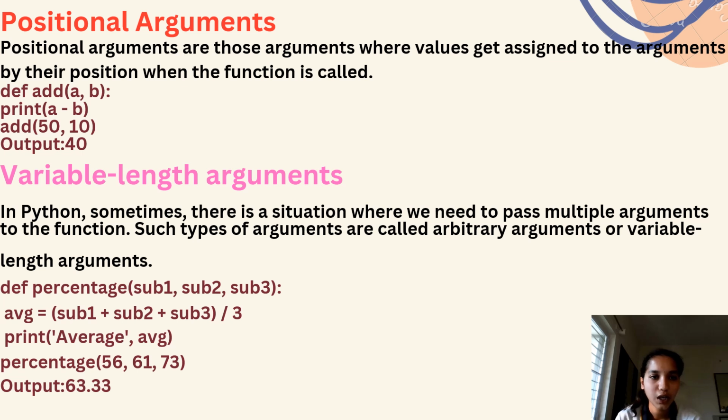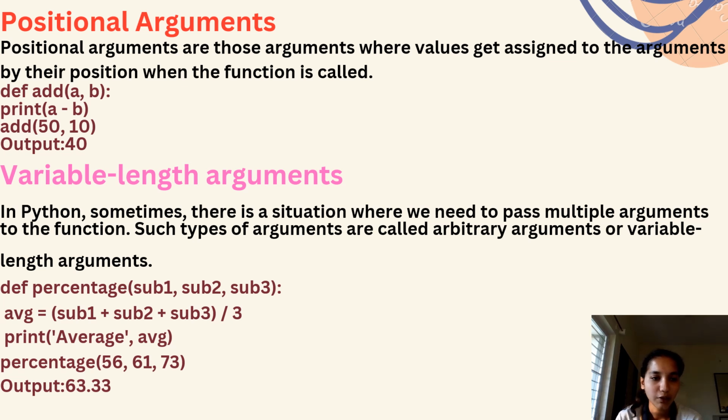Third, positional arguments. Positional arguments are those arguments where values get assigned to the arguments by their position when the function is called. Example: def add(a, b): print(a - b). add(50, 10). Output 40, meaning 50 minus 10 is equal to 40.